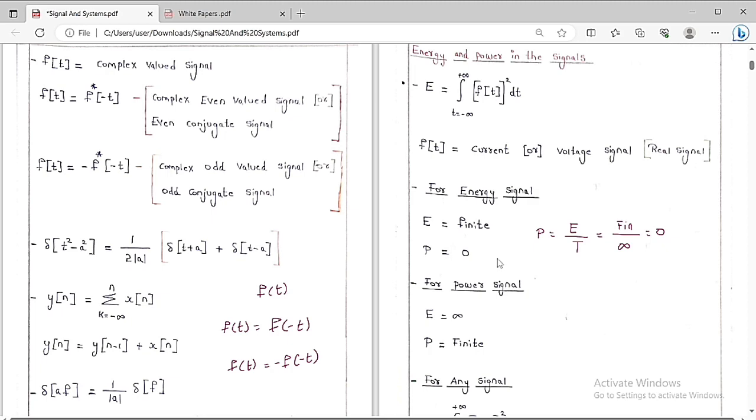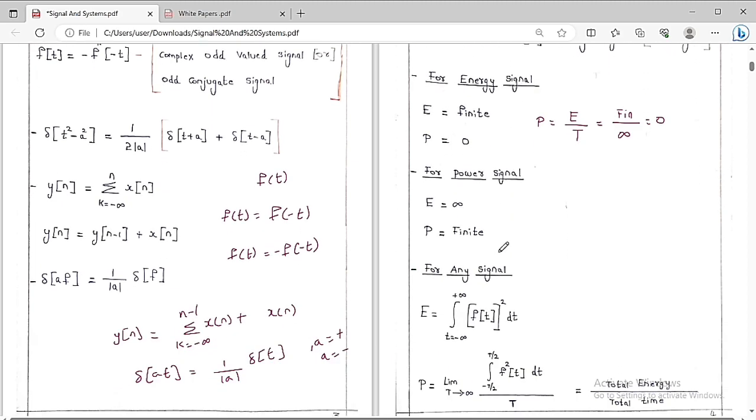Now let's go for the power signal. A signal is said to be a power signal if its energy is equal to infinite and its power is equal to finite. So listen carefully. A signal is said to be a power signal when its energy is equal to infinity and its power is equal to finite.